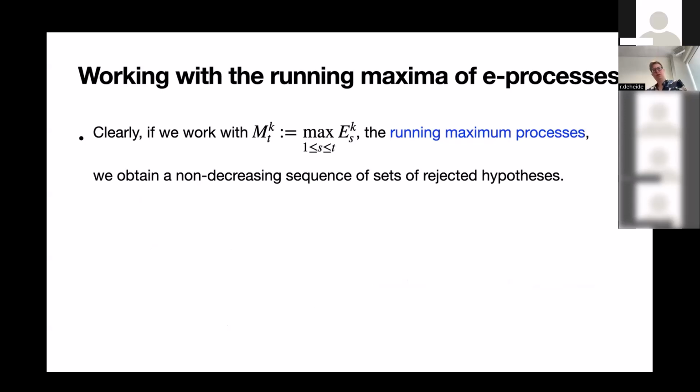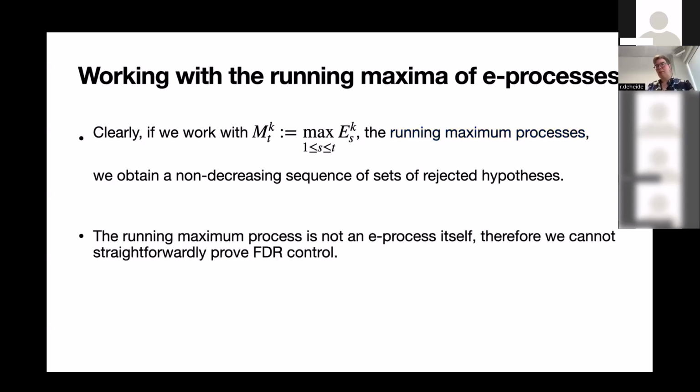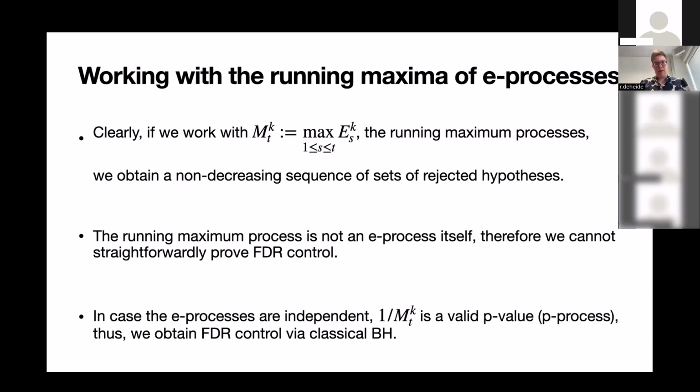Okay, if we work with the running maxima of the E processes, this problem of regretting having gathered more evidence is gone, because the process will never become smaller again. So we obtain a non-decreasing sequence of sets of rejected hypotheses, of discoveries. But a problem is, of course, that the running maximum of an E process is not an E process itself. So we cannot straightforwardly prove FDR control.